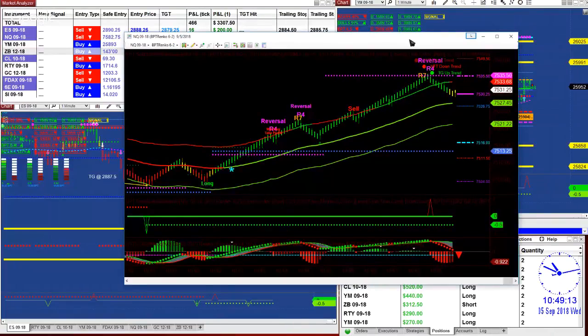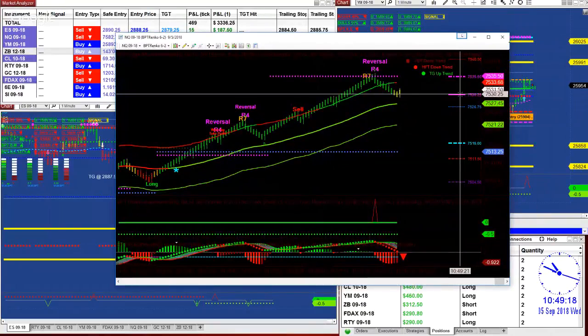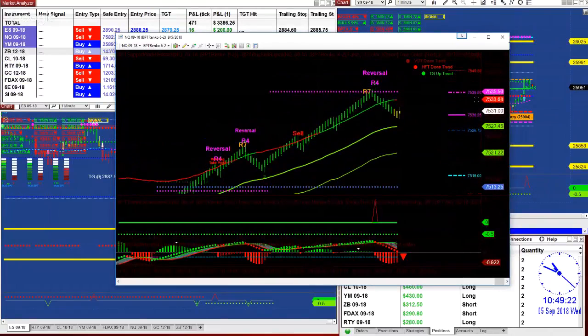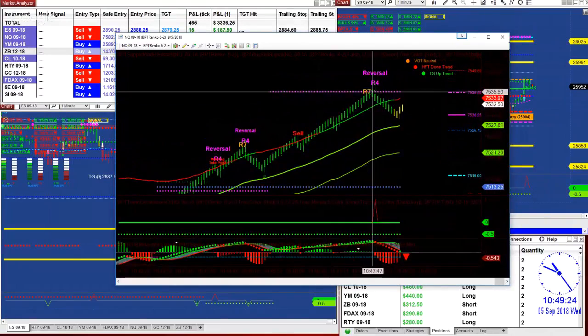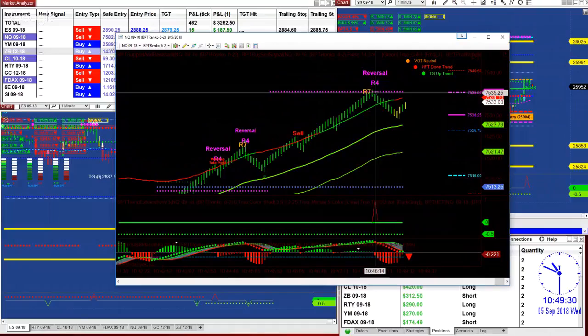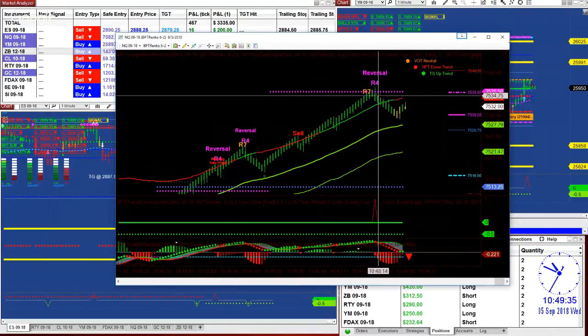The Nasdaq, I'm sorry, I should have got you this one here. It's totally out of the band. Reversal, resistance line on the Nasdaq. That would have been a very nice reversal.